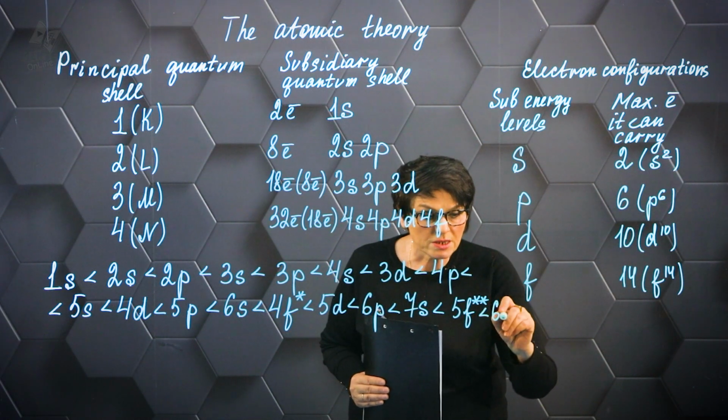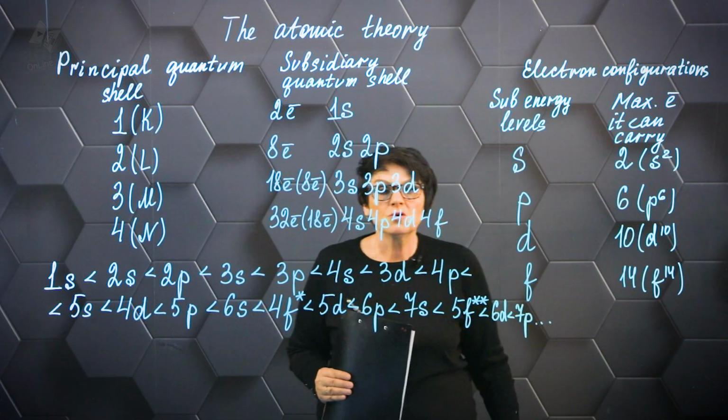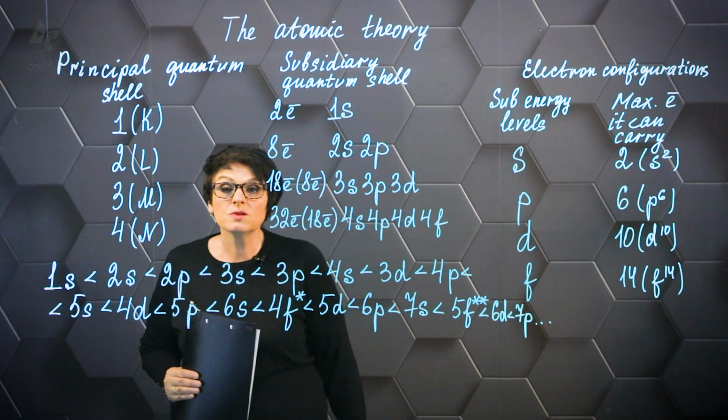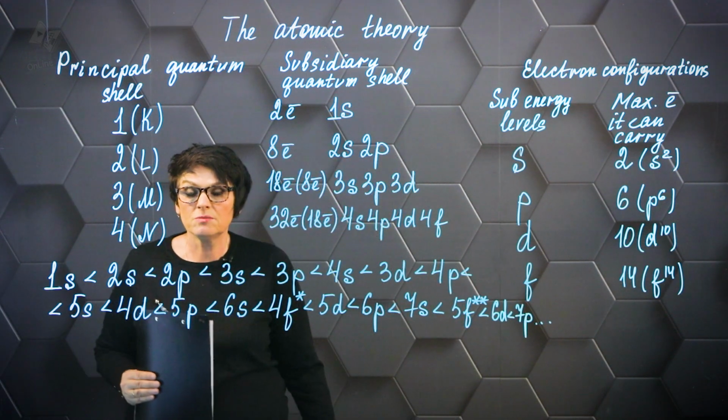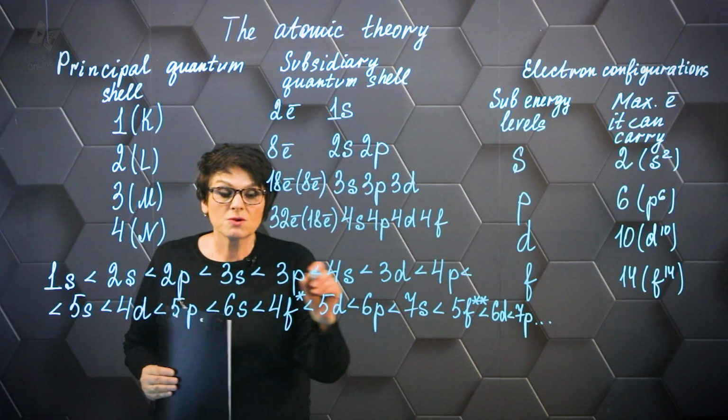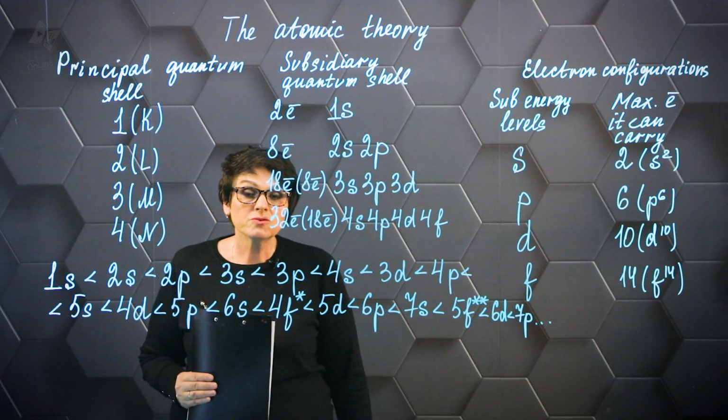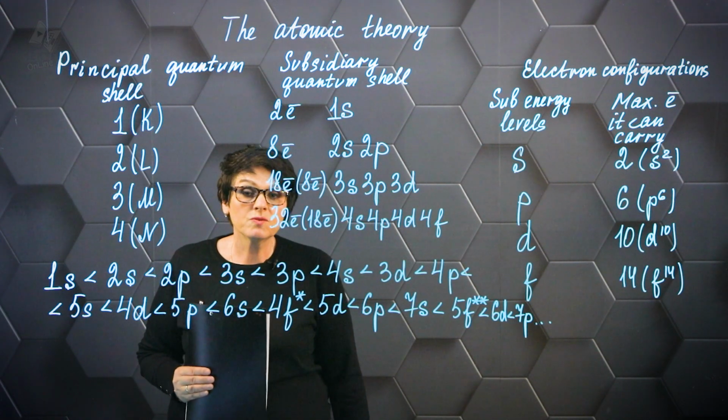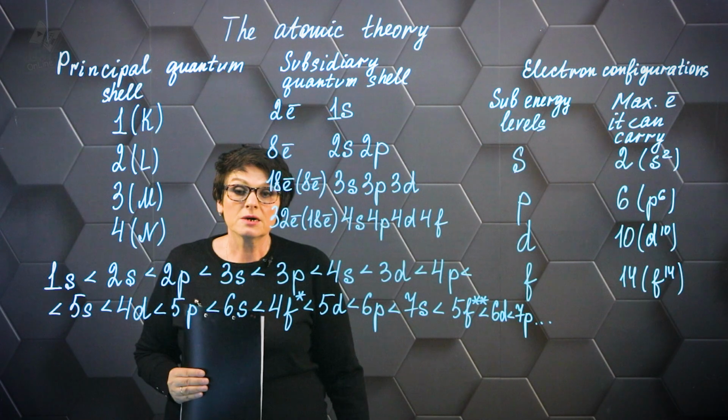Then comes the filling of 6d and 7p. This is how the electrons in the atom are filled in for the chemical elements of the table. Knowing this sequence, we can allocate the electrons in the atom for any chemical element.